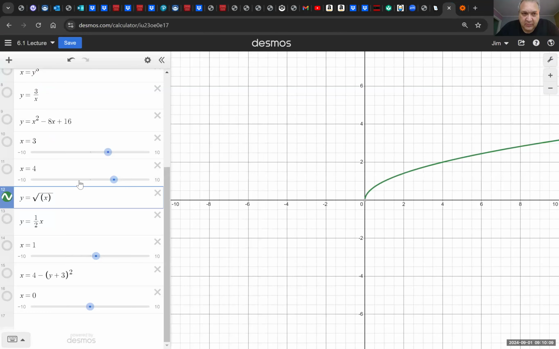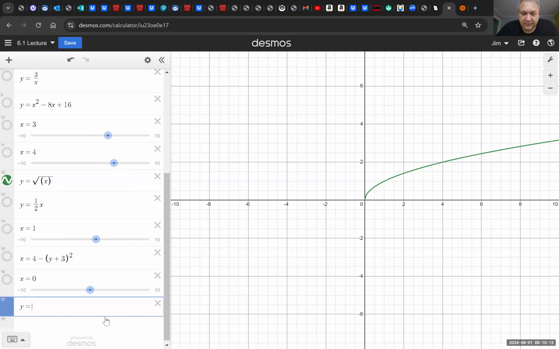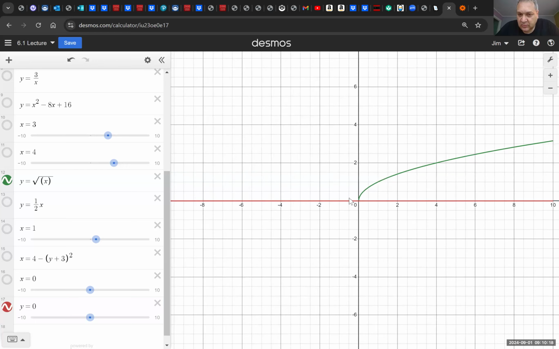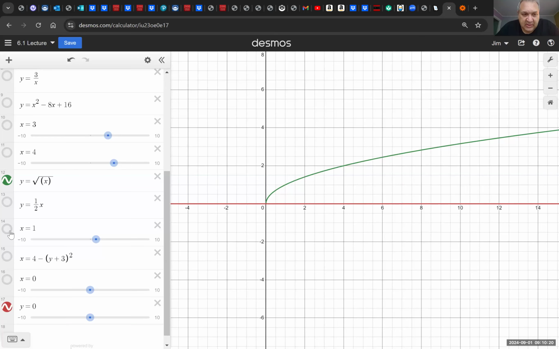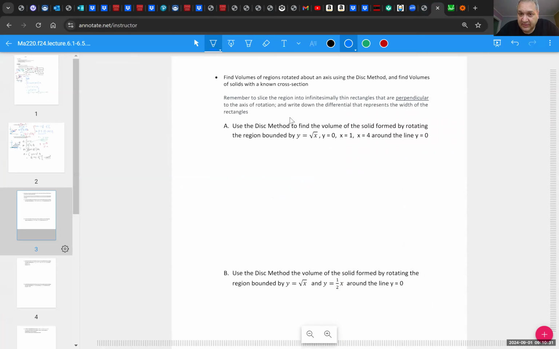Let me draw in the y equals 0 graph so we can see what's going on. Y equals 0 is this red line right here. Here's x equals 4 and x equals 1. This is my region, not this left-hand part, because it has to be bounded by all the graphs: square root of x, y equals 0, x equals 1, and x equals 4. The region has to be bounded by all four of those, not just three.